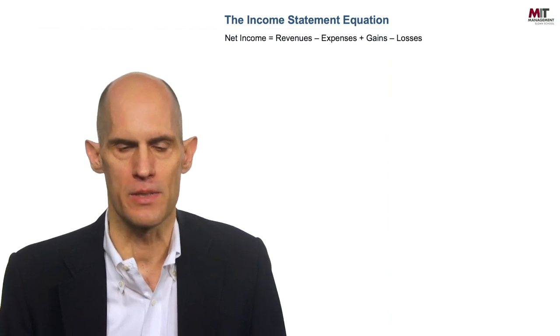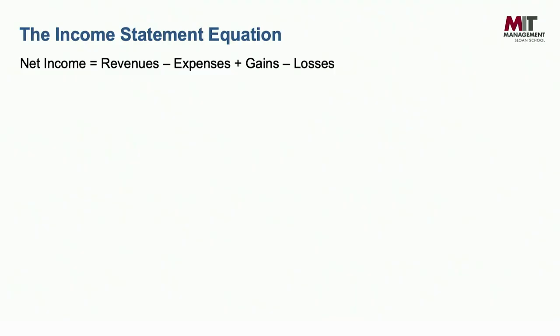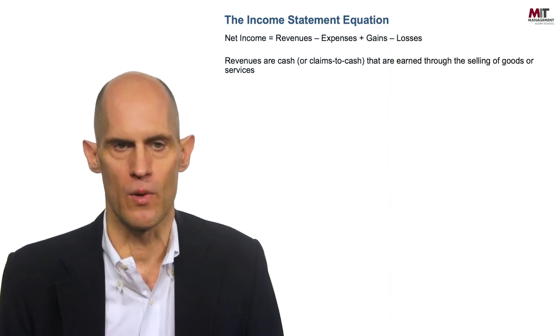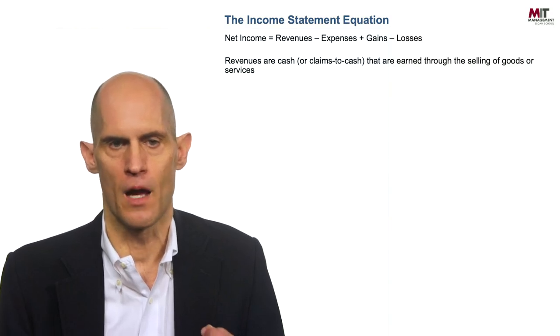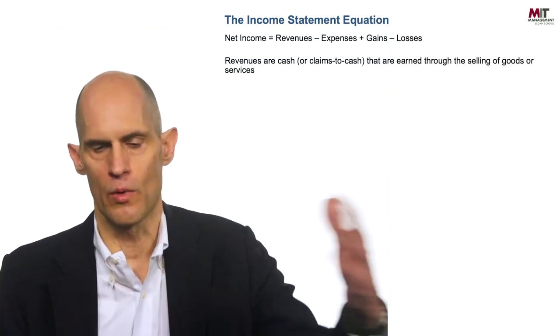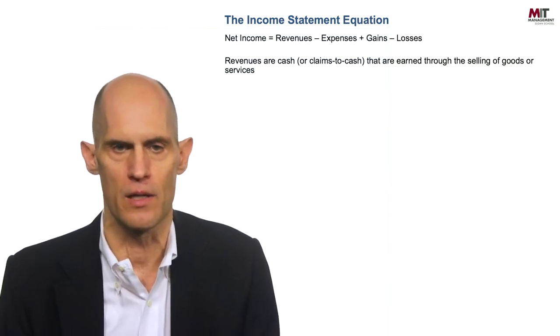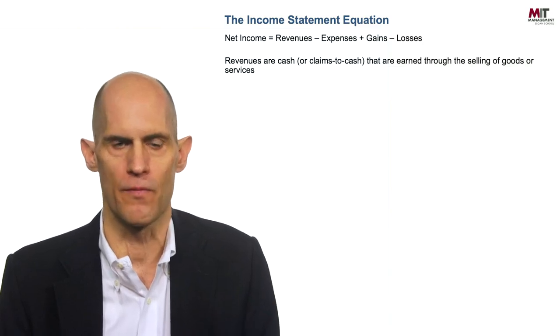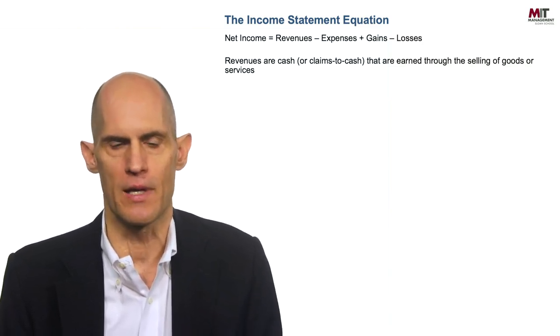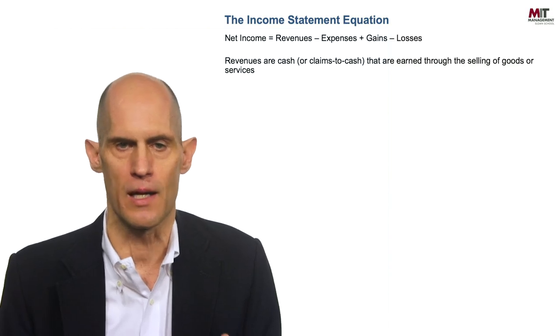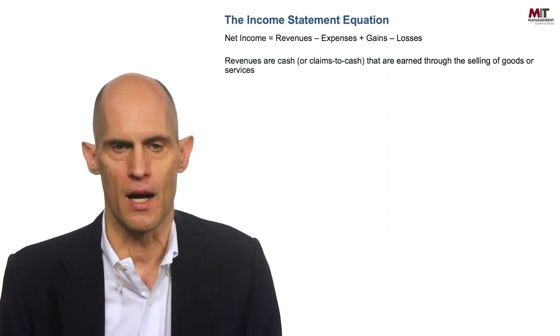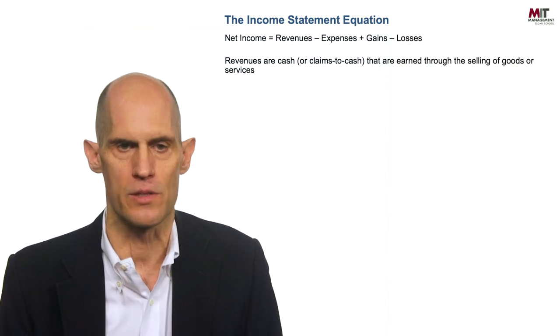Now let's think about the income statement equation, which says that net income equals revenues minus expenses plus gains minus losses. We've already seen some revenues. So revenues are cash. We sell these DVDs to Walmart, Walmart gives us our cash, so we got some cash revenues. Or they're claims to cash. Before Walmart gives us the cash, they've given us an accounts receivable, which is telling us that they owe us the money. So revenues come from selling of goods or services.